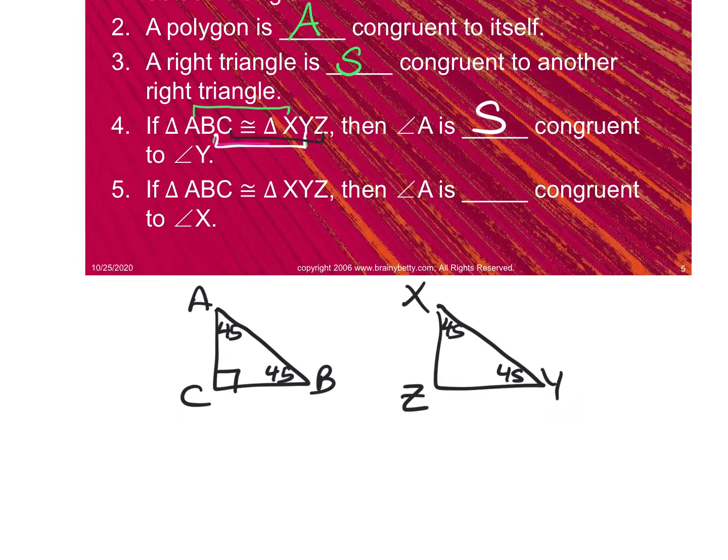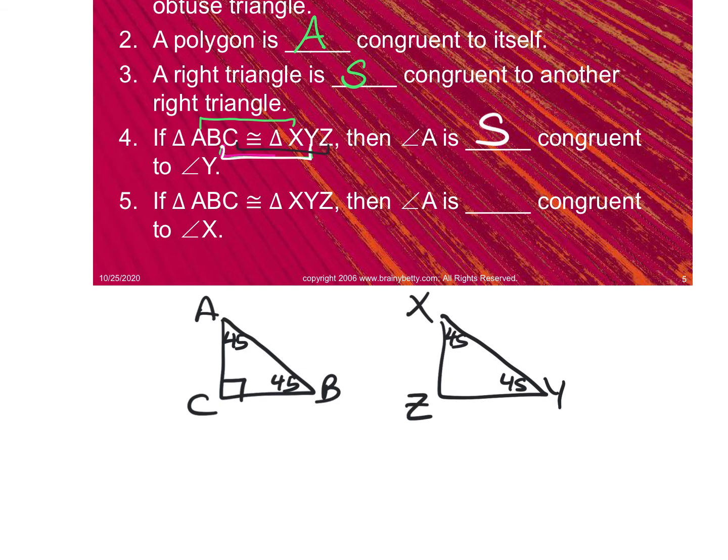Let's try the last one. If triangle ABC is congruent to XYZ, then A is blank congruent to X. So see how A is the first letter, and so is X. This one is always. In order for those two triangles to be congruent, A always has to be the same as X because they're both the first letter listed in the congruency statement.